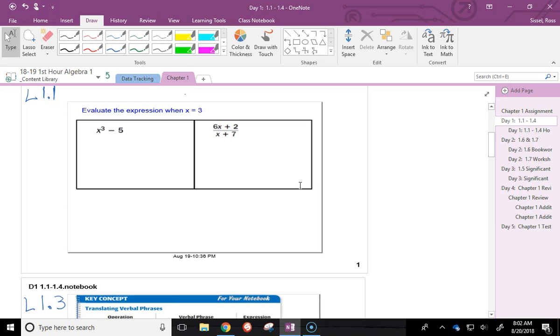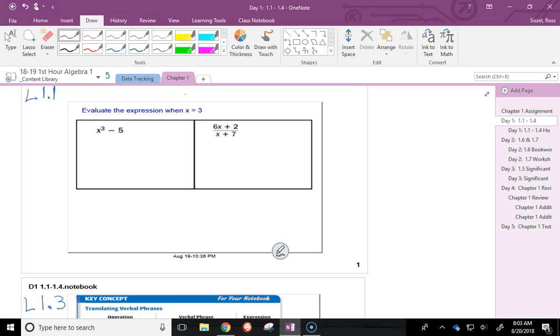Okay? So I put L 1.1 because we're going to start doing lesson 1.1, evaluating expressions. So if you get confused, you know what video to go to. It says, evaluate the expression when x equals 3. Most of you guys know how to do this. Evaluate means to solve. Like I said, I like to see your work. I do not just want to see an answer, but I'm going to show every single step.